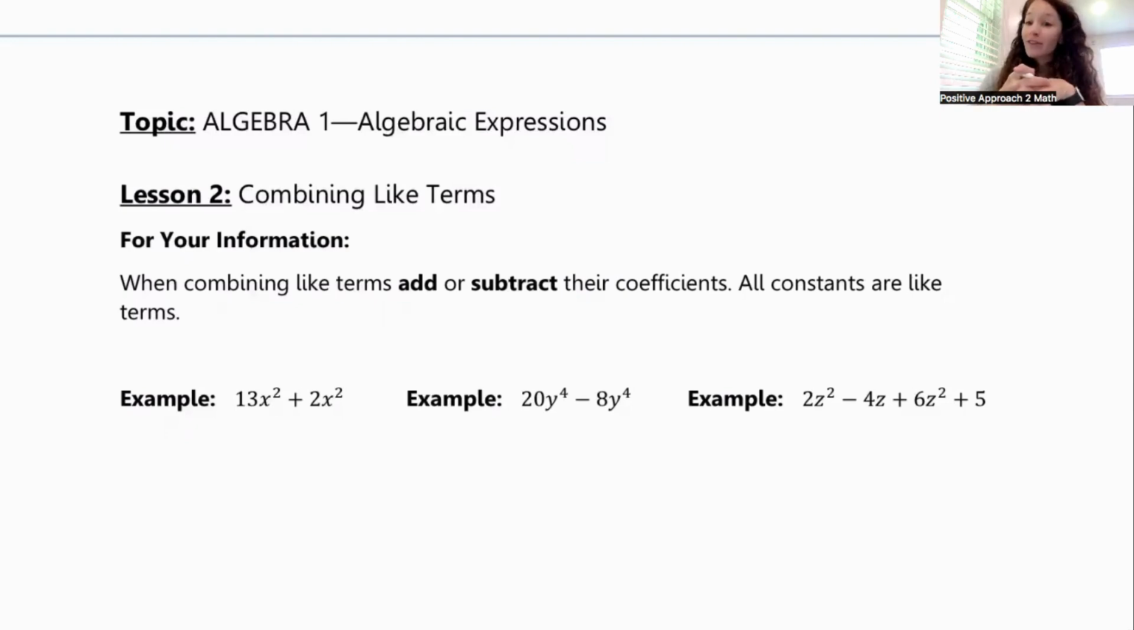So let's get started with for your information. So first we need to talk about like terms, which we discussed in lesson 1. So you see in math, everything builds. Like terms are things that have the same variable or variables and the same exponent on each variable. And remember, if they don't have a variable, they are constants, and all constants are like terms. So once you identify two like terms, you can combine them or simplify them by adding or subtracting their coefficients.